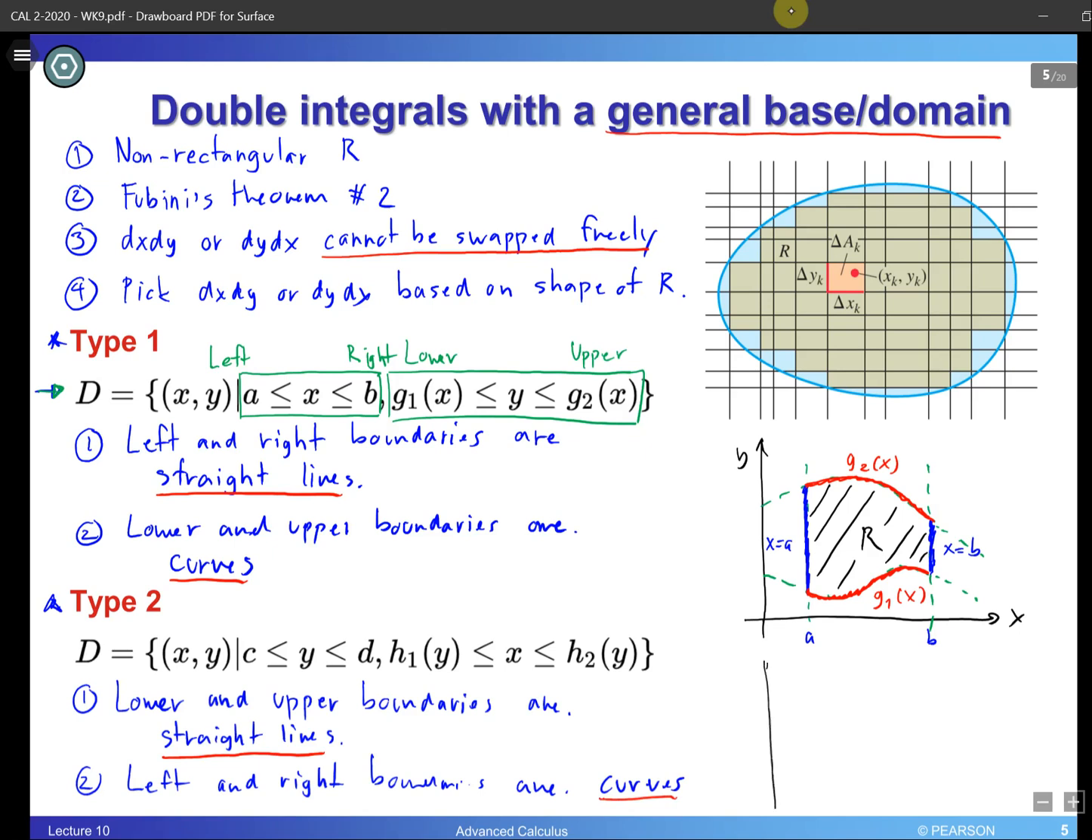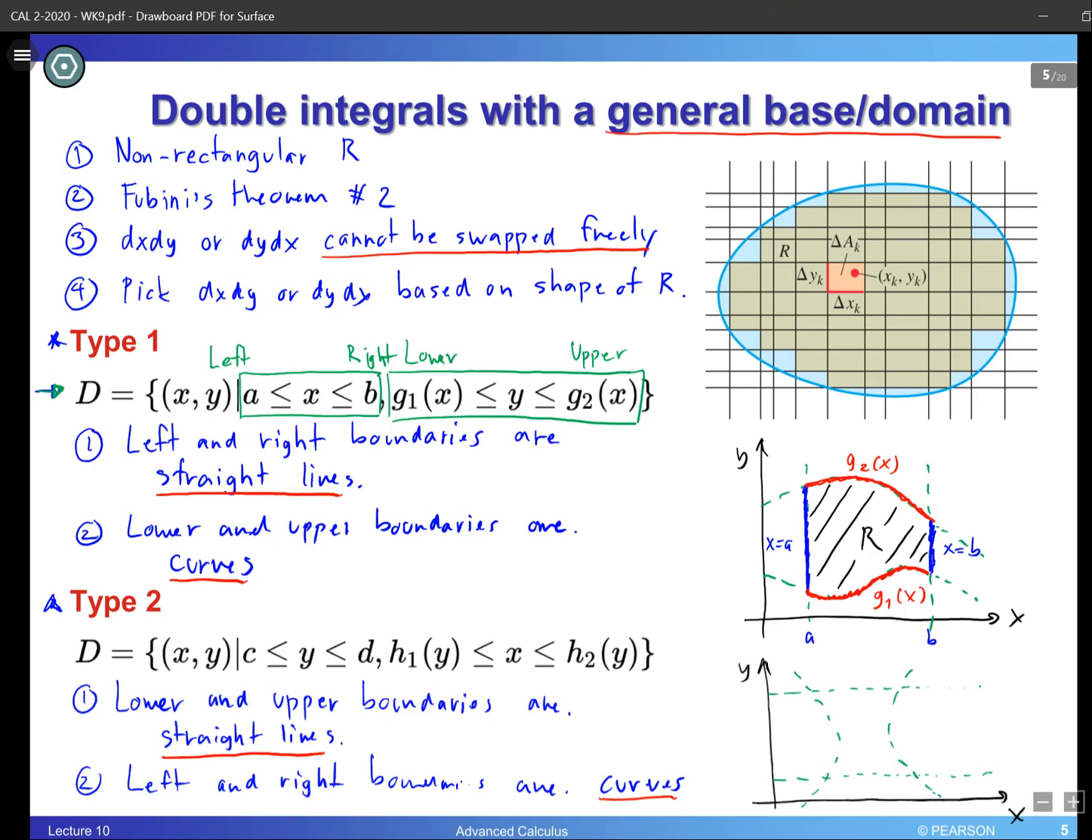Y-axis and x-axis right here. All right, so the lower and the upper boundaries are supposed to be straight lines, so let's build that. Lower one, straight line all the way through, flat. Upper one, like this. And let me add this y-axis right here. Left and right boundaries are supposed to be curves, so could be something like this. And for the right one, could be something like this.